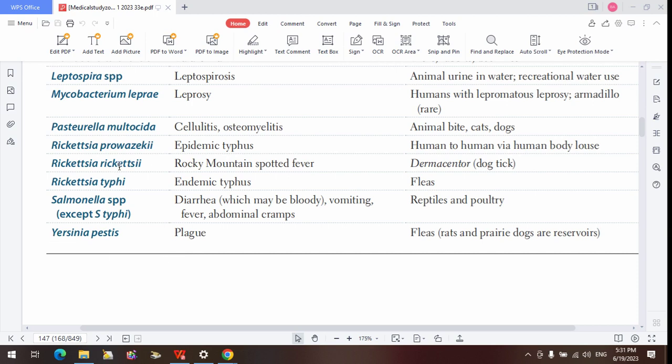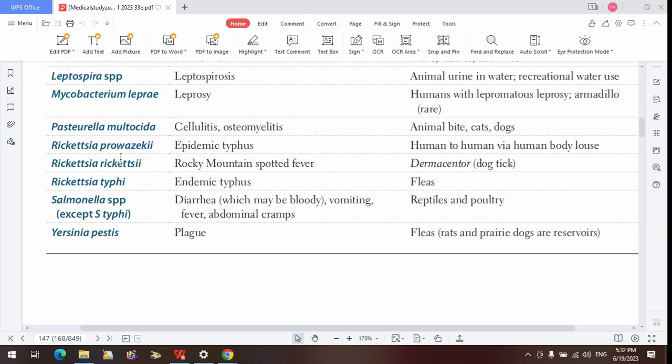Rickettsia prowazekii. I've said it, the louse. Prowazekii is a louse guy. Another one for the louse is Borrelia recurrentis. Louse. Prowazekii causes epidemic typhus. We are going to get there. You guys might not get it now, but by the time we are talking about Rickettsia fully, we are going to talk about it.